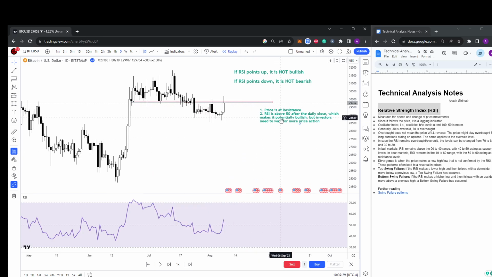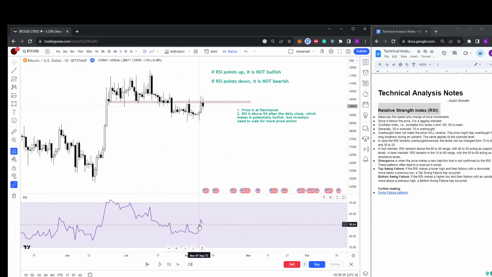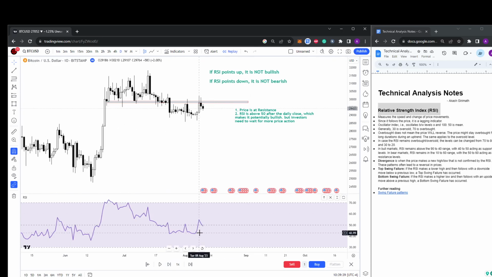This is how I would interpret this, right? Let's say tomorrow there's a daily candlestick close, and you can see that the RSI is coming back down. Now, as you can see, the RSI has finally closed below this, right?